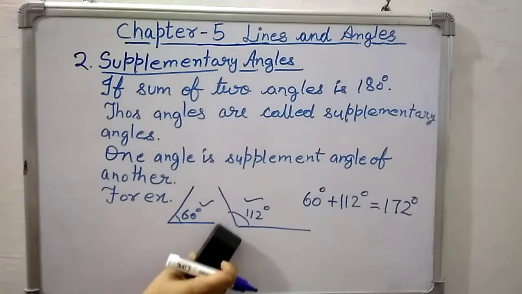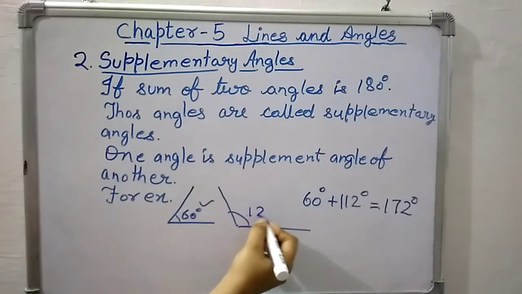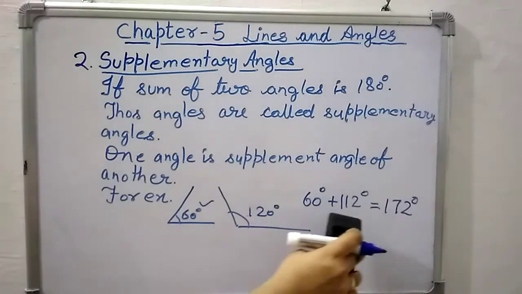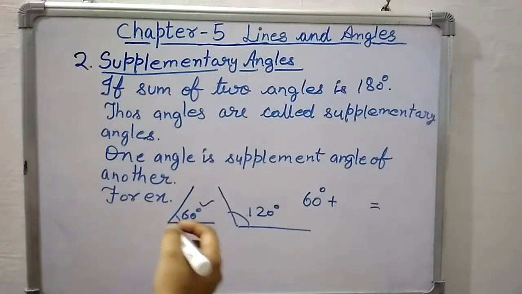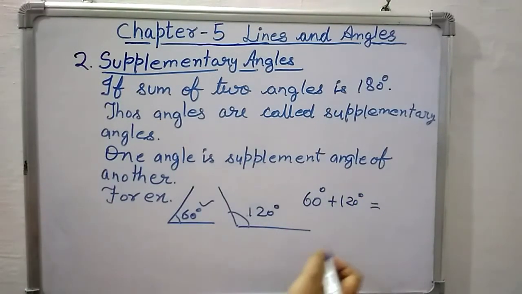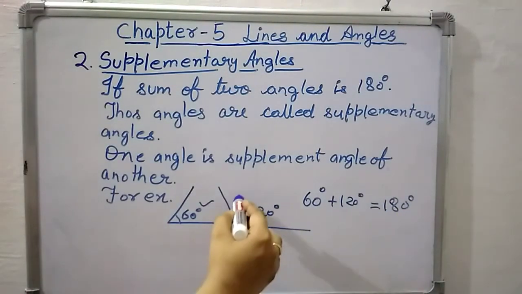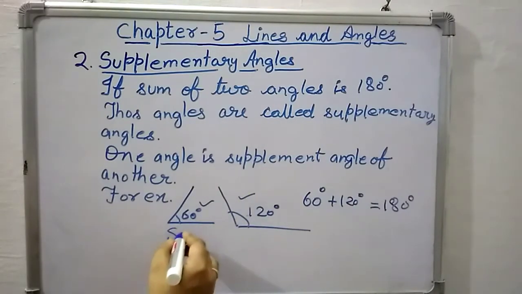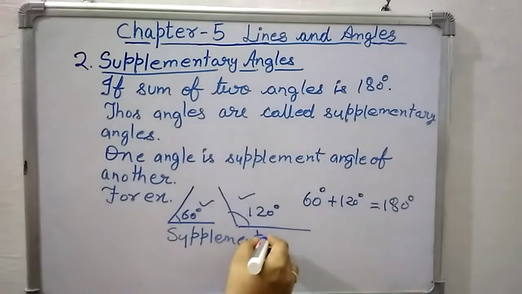But if we have values 60 degree and 120 degree, then what change will come? Sum of this 60 degree and 120 degree is equal to 180 degree, which makes these two angles supplementary. Okay?